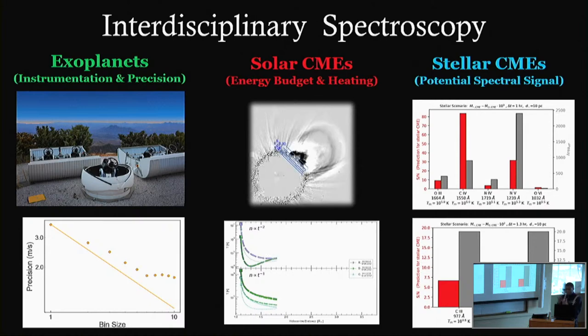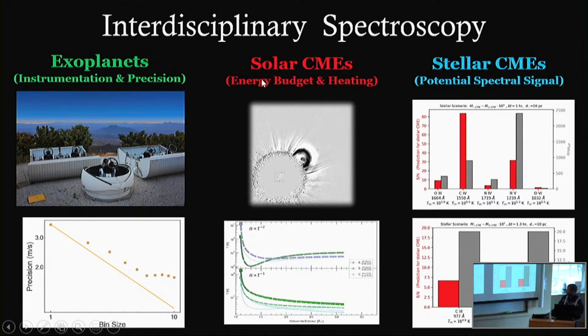So I'll leave you all with that. Hopefully you all learned some spectroscopic techniques and see how all of these scientific topics are sort of related. Solar, obviously related to stellar CMEs. Stellar CMEs, obviously related to exoplanet habitability and atmospheres. So I hope you enjoyed my talk.